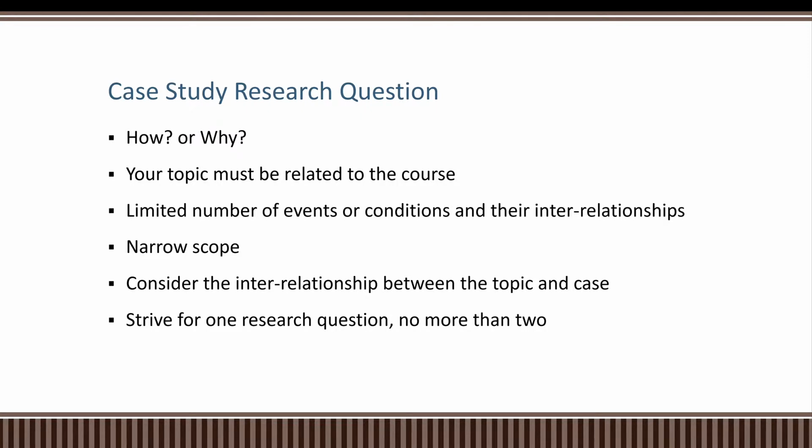Your research question is a how or why question. It's targeted to a limited number of events or conditions and their relationship. Conduct a literature review to help you come up with your research question. Your topic must be related to your course. It must be narrow in scope. And strive for one research question.